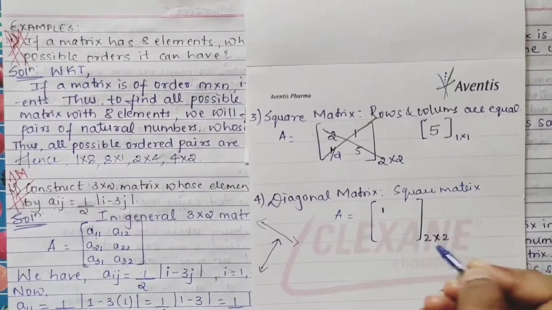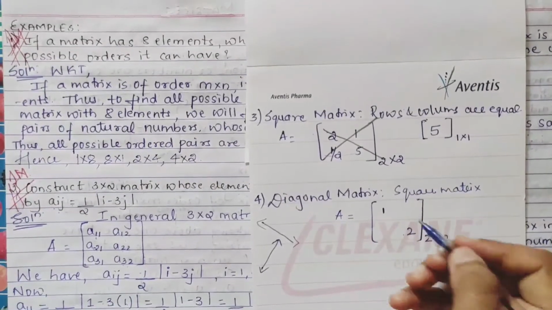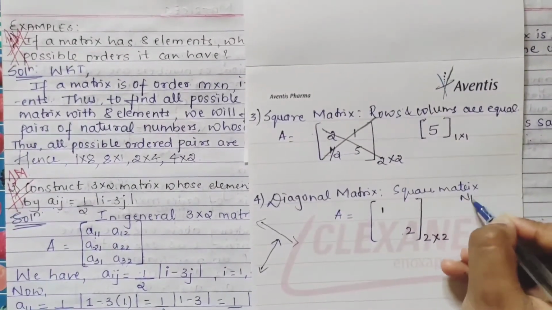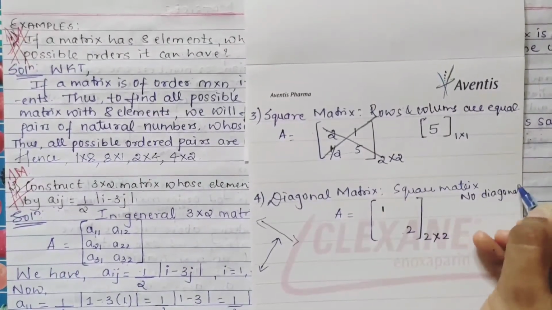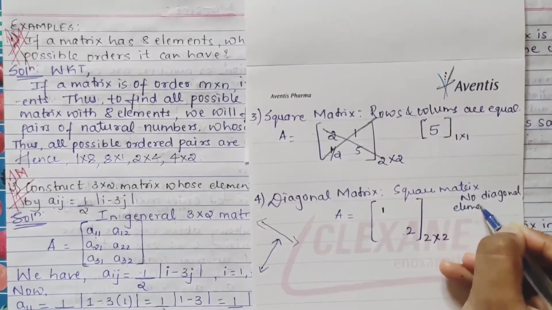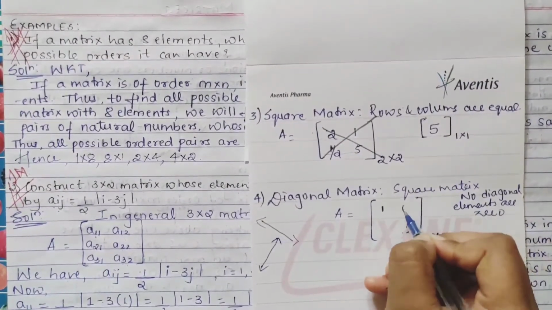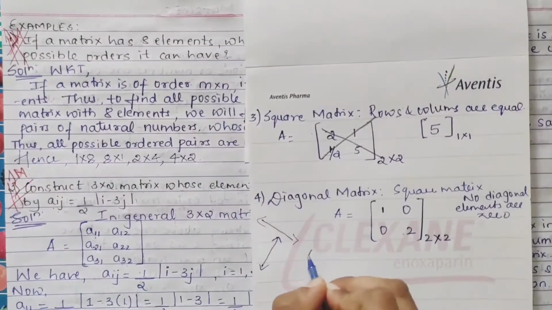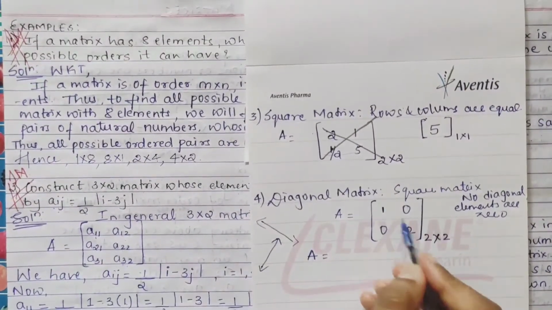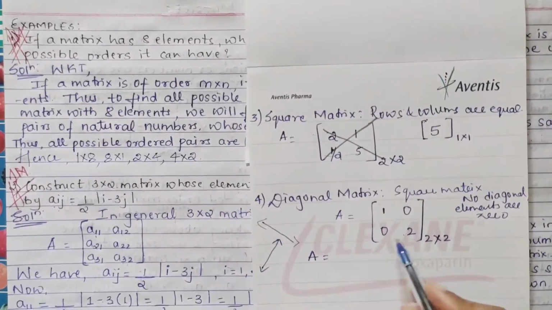So here I have taken 1, here I have taken 2. This is my diagonal line, and they are telling non-diagonal elements are 0. So this part will be 0, this part will be 0. They are our non-diagonal. In your matrix you have to consider diagonal in this part only, don't go the other way.